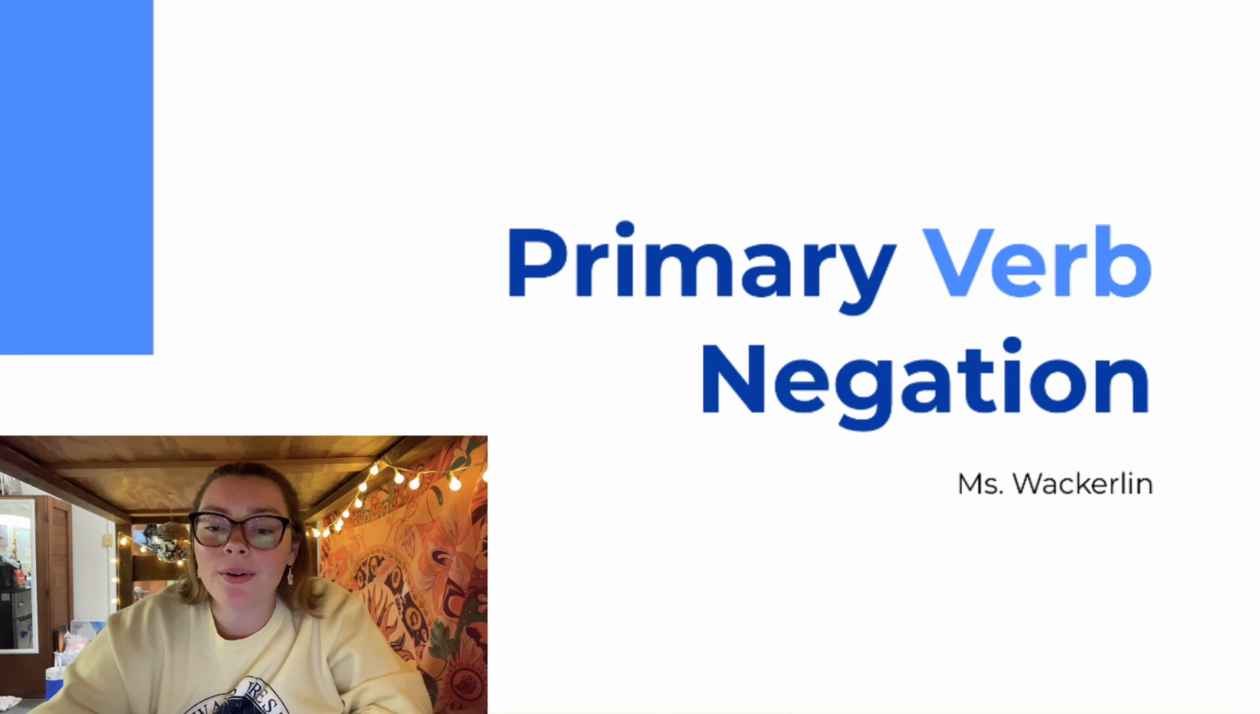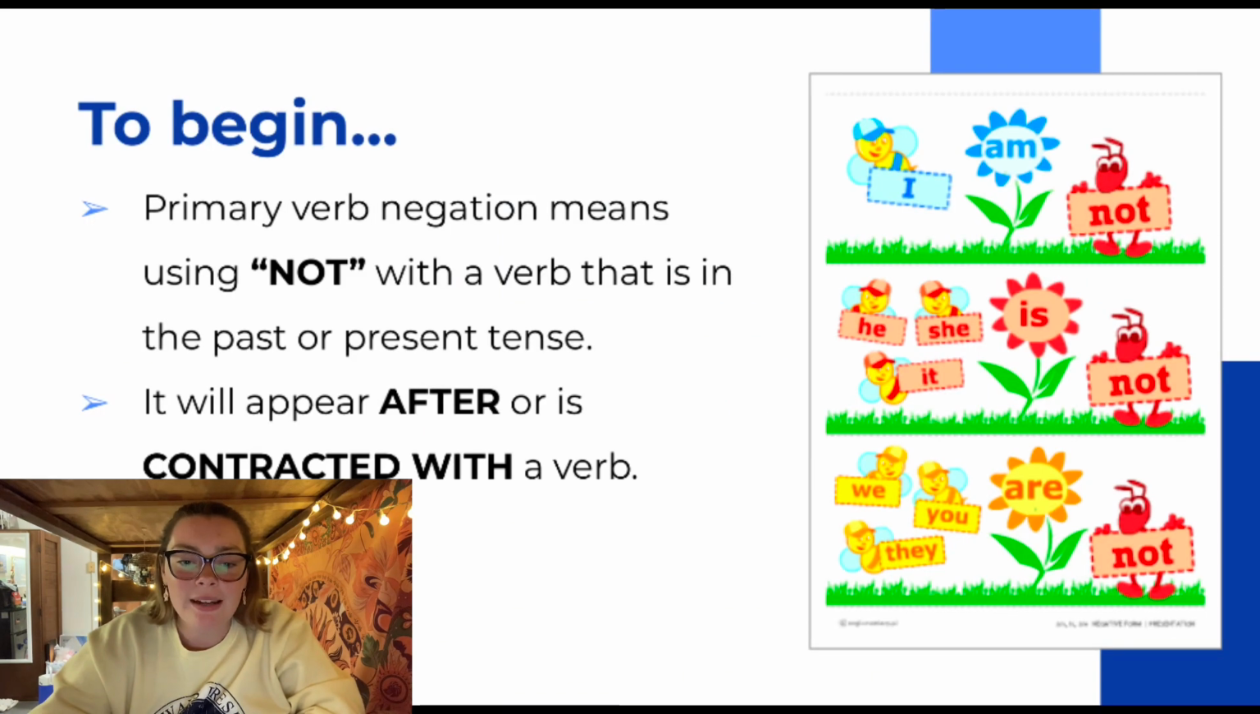So today we are going to be learning about primary verb negation. I know that sounds a little confusing, but once we dive right in, you'll be all set. So let's get started. To begin, primary verb negation means using not with a verb that is in the past or the present tense. It will appear after or is contracted with a verb.